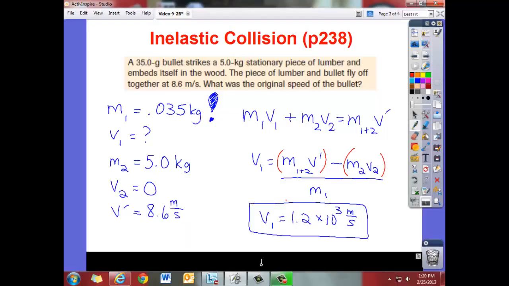Again, think about, is the answer reasonable? I'm talking about firing a bullet into a small piece of wood. So yes, that's a high velocity, but it would be if you're shooting a tiny 5 kilogram stationary piece of lumber or piece of wood with a bullet. So your answers do have to be reasonable.